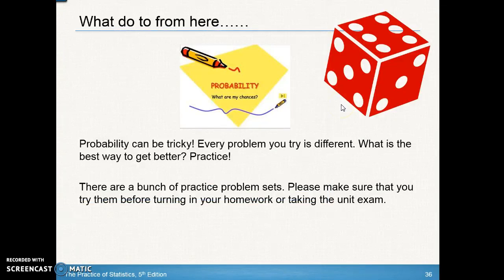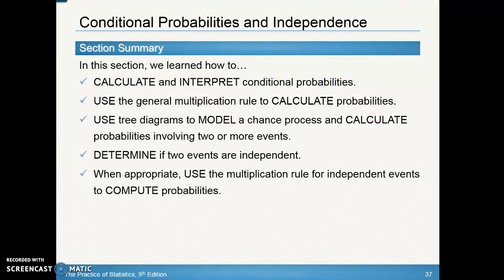Here's your Venn diagram. Probability can be a little bit tricky, so every problem you try is different. The best way to get better is practice. There are a bunch of practice problem sets, so please make sure you try them before turning in your homework or taking the unit exam. All right, good luck.